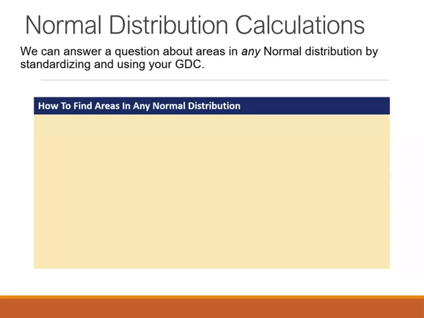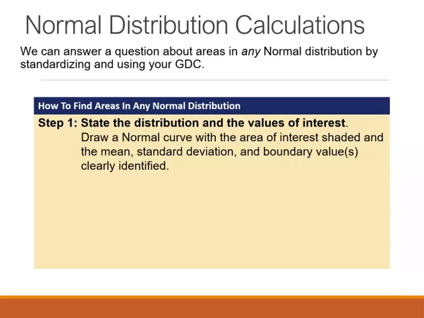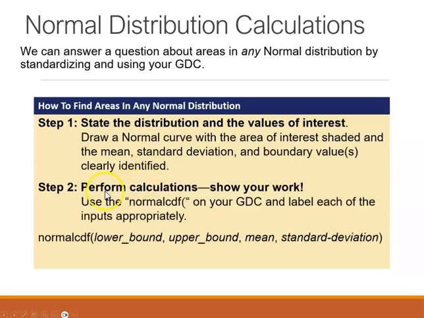So if I want to find the probability using a normal distribution, it's going to be akin to finding the area. The way we want to do this is we're going to start by checking the distribution to make sure we're dealing with a normal distribution. Then we're going to write down the values of interest. Is the probability greater than, less than, or in between? We'll draw a picture of our normal curve and shade in our area of interest. And we'll label the mean, the standard deviation, and the boundary values. And then we'll perform a calculation.